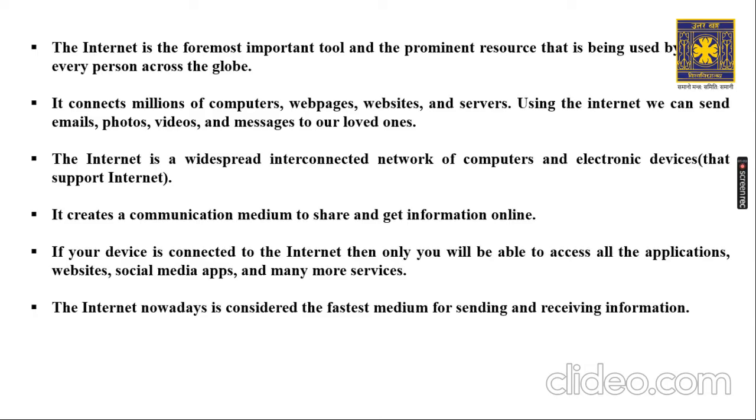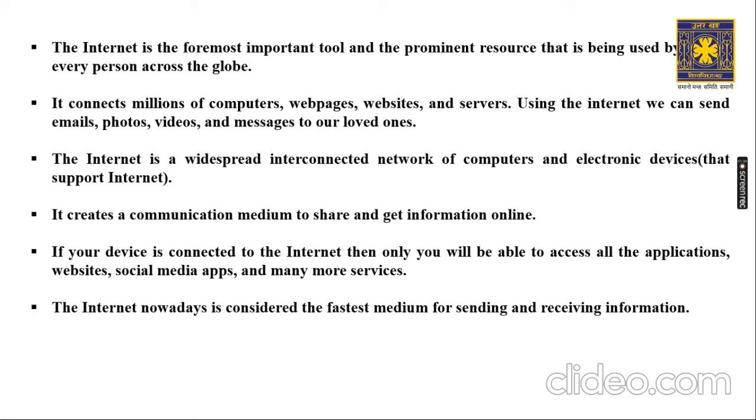Now suppose the geography department wants to send some message to the computer science department. Because they have their own networks working in isolation, they won't be able to transfer information from one department to another. In order to do that, we have to interconnect these networks further. When we connect different networks, they form the internet.